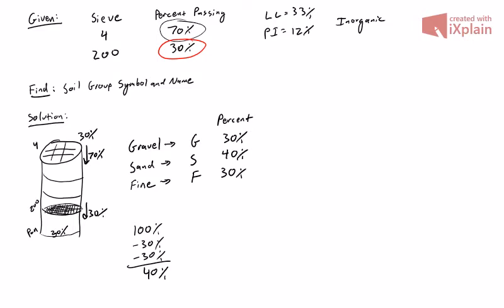The next bit of information we're going to need comes from the liquid limit and the plasticity index. If you remember back to the slides, it gives an equation.